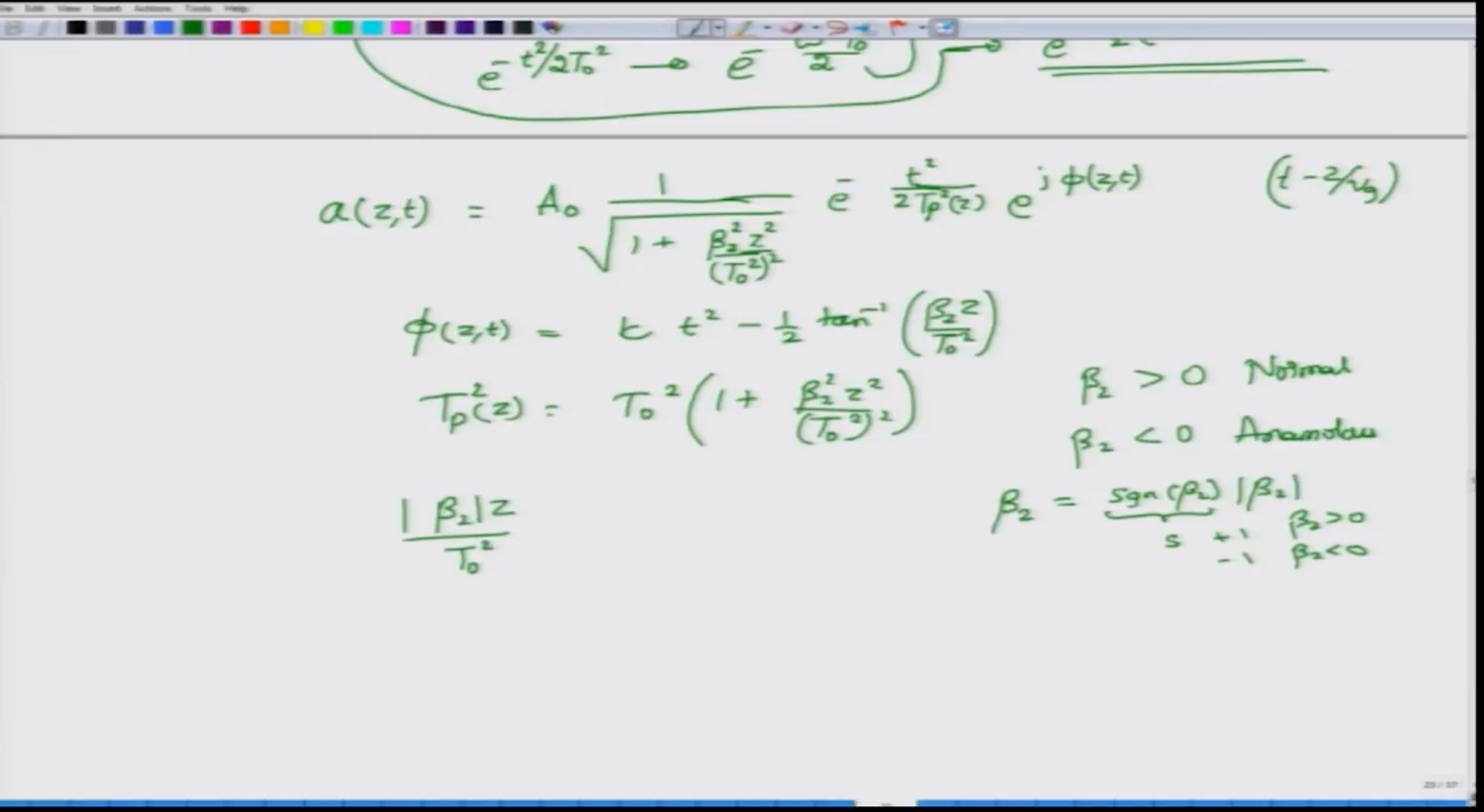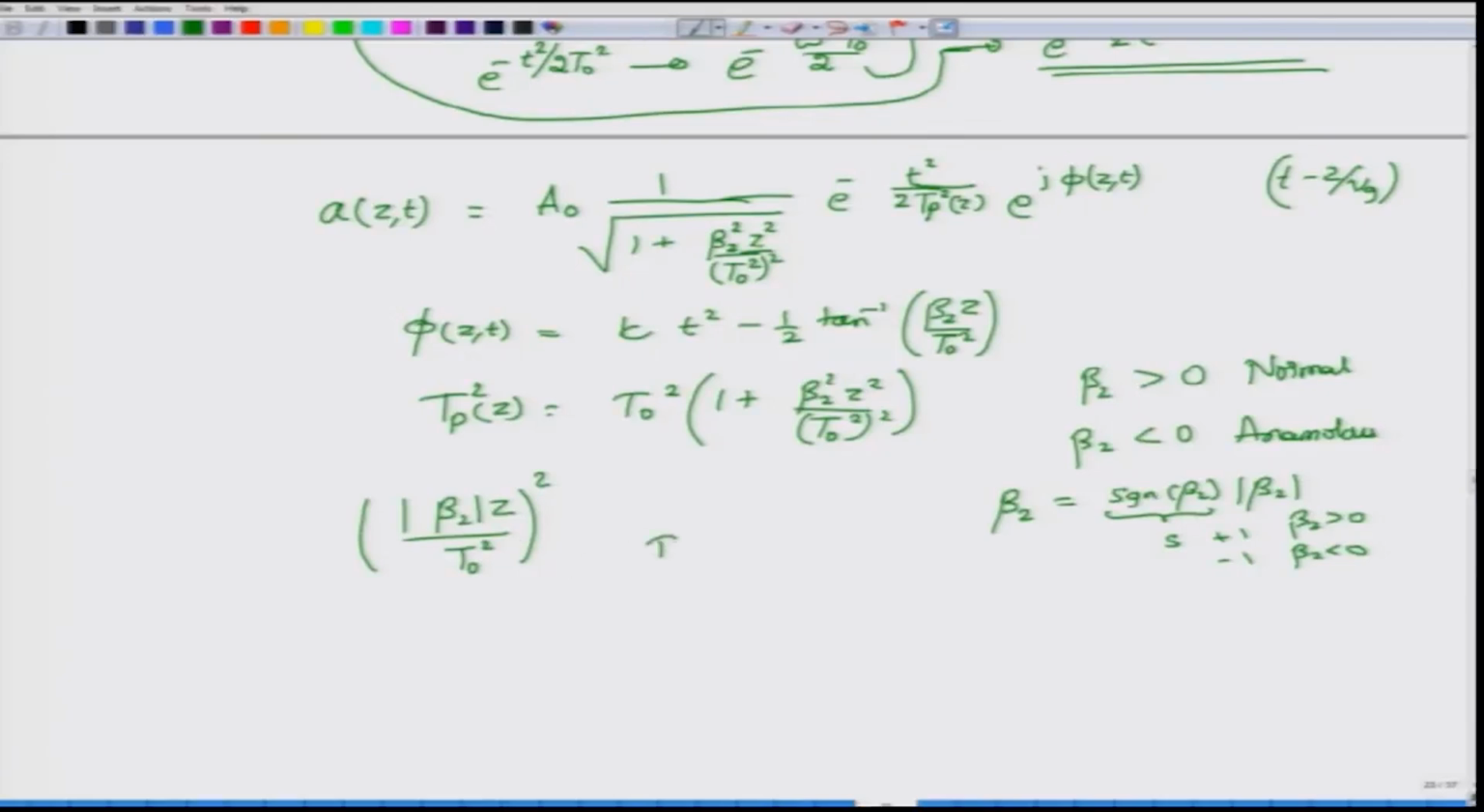So, I can write this term beta 2 square z square by t 0 square as magnitude of beta 2 z by t 0 square; of course, I can put an s here and then square the whole thing up, correct. But s can be either plus 1 or minus 1, so the square of s will always be equal to 1, and what I actually have is beta 2 square z square by t 0 square, which can be written as magnitude of beta 2 z by t 0 square, of the square term. Very interesting.